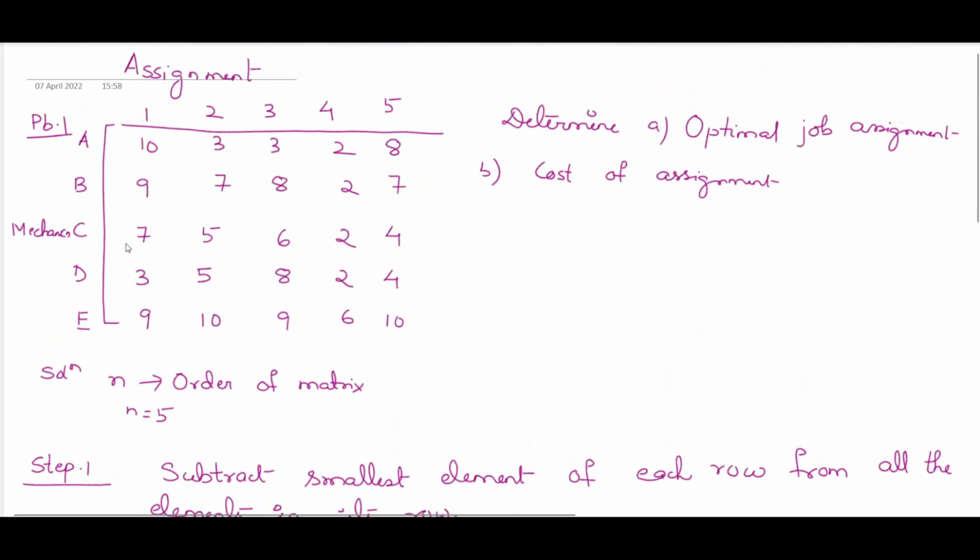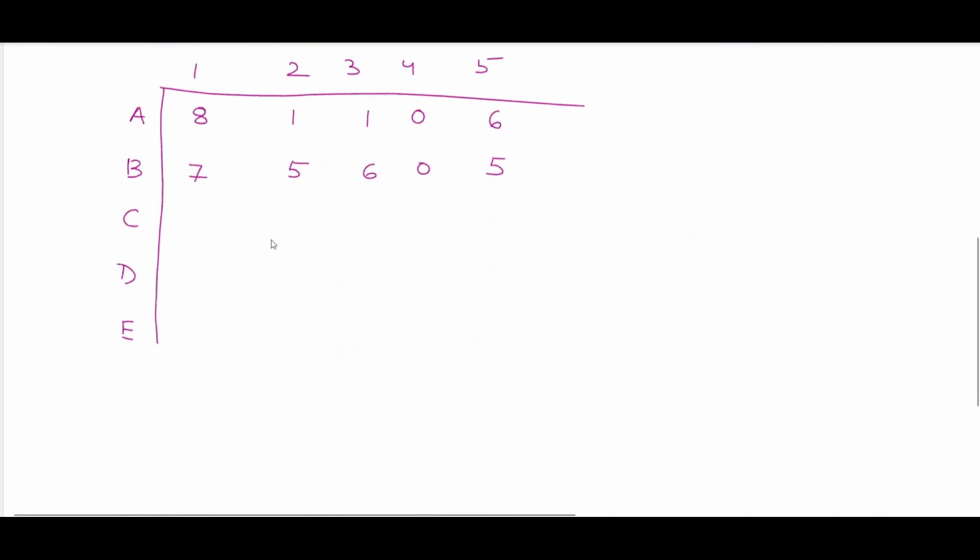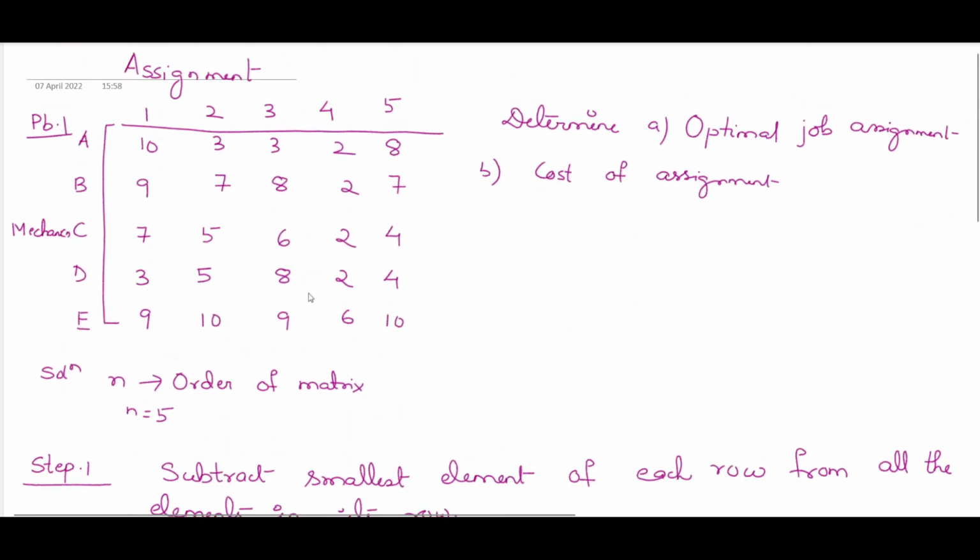Likewise, consider the next row. Here also 2 is the minimum. So 7 minus 2, 5 minus 2, 6 minus 2, 2 minus 2 and 4 minus 2. So here it is 5, 3, 4, 0, 2. Similarly for D row again it is this 2.